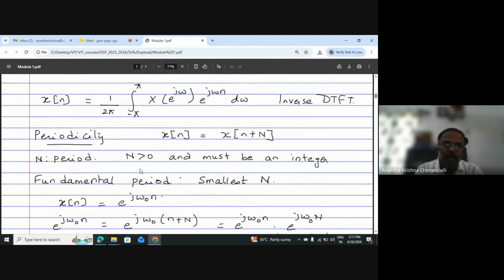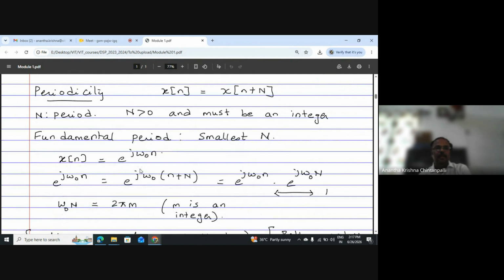Now I'm going to talk about periodicity. Periodicity by definition is x of n should be equal to x of n plus capital N, correct? Where capital N is the period. Capital N must be greater than 0 and it must be an integer. The smallest N is nothing but my fundamental period.